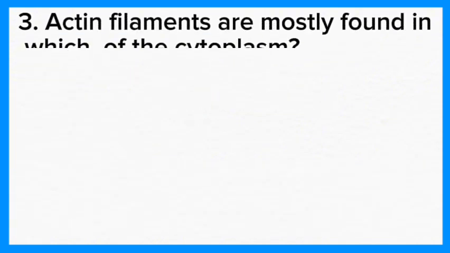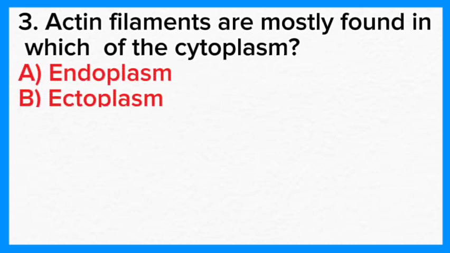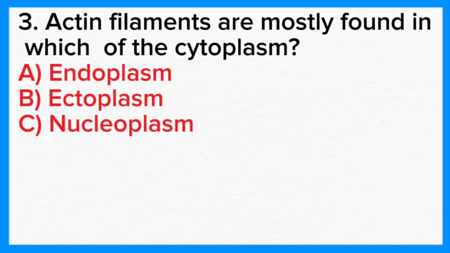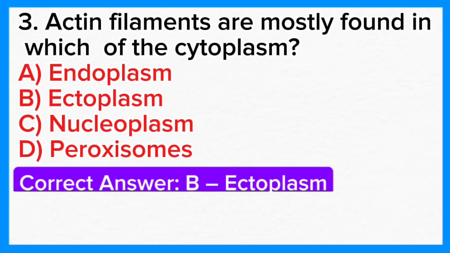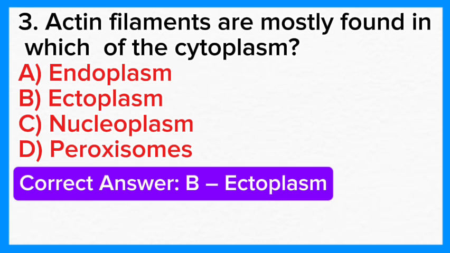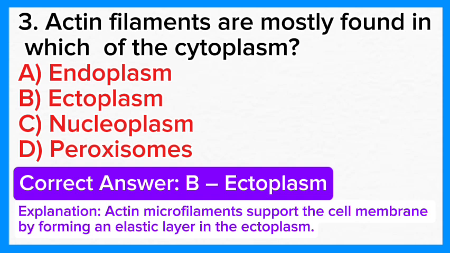3. Actin filaments are mostly found in which part of the cytoplasm? A. Endoplasm, B. Ectoplasm, C. Nucleoplasm, D. Peroxisomes. Correct answer, B. Ectoplasm. Explanation: actin microfilaments support the cell membrane by forming an elastic layer in the ectoplasm.